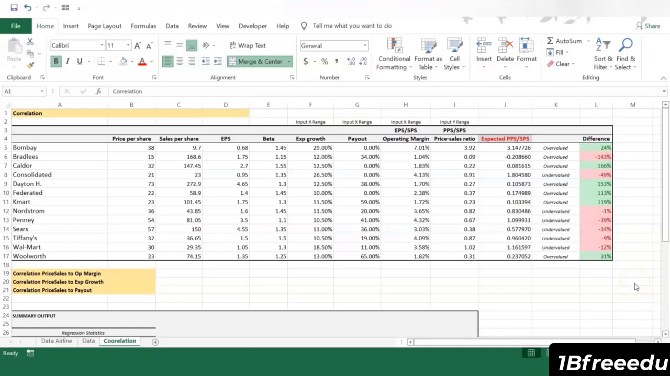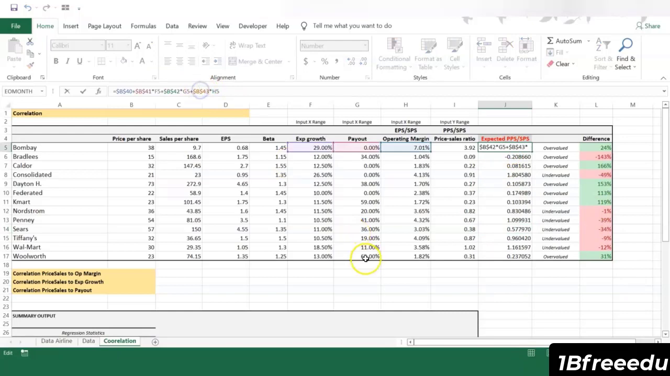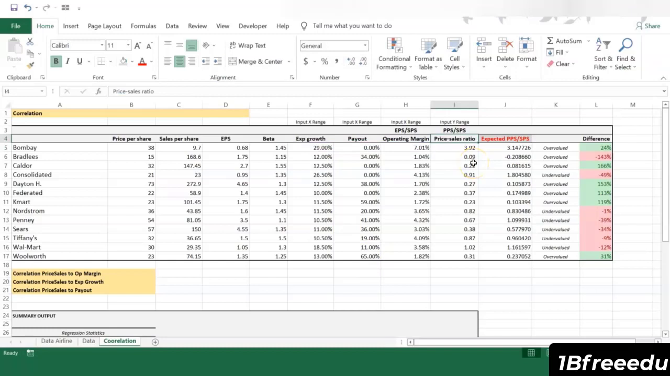In this video, I will explain correlation. I have a very similar table to the one that we used when we talked about regression analysis. In this table, we used regression analysis to calculate the expected price per share to sales per share ratio. For this regression analysis, we used price to sales ratio as our Y input range, and our expected growth rate, payout ratio, and operating margins were our X variables, or the independent variables.